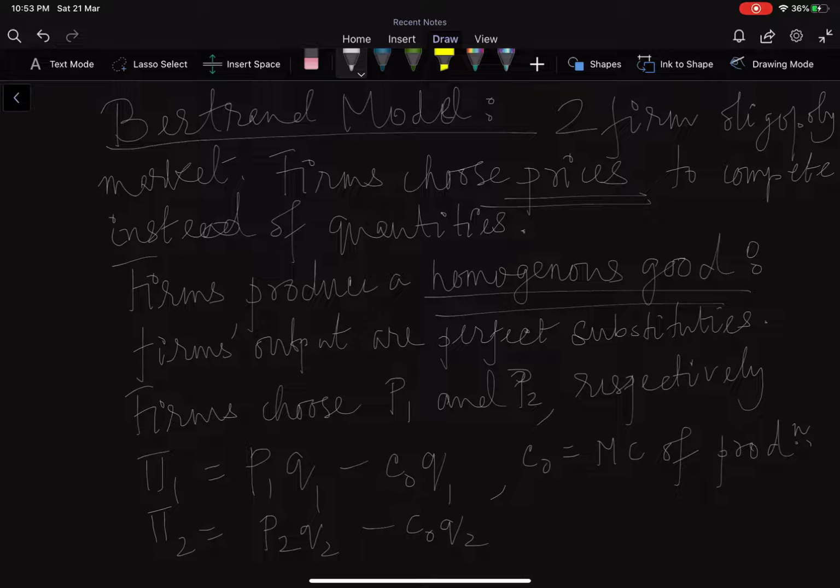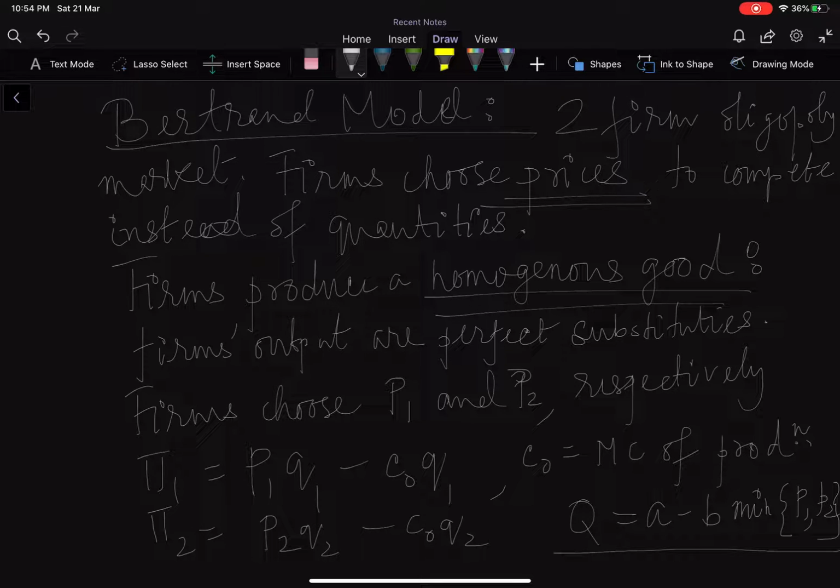The idea is that they choose prices, and there is some latent demand function. So let's assume that total demand for a product is A minus B times the minimum of P1, P2. Okay, what is this demand? The idea is that consumers look at the two prices. Whichever is the lower price, all the consumers buy from that firm. Why is that? That's because of this homogeneous good assumption.